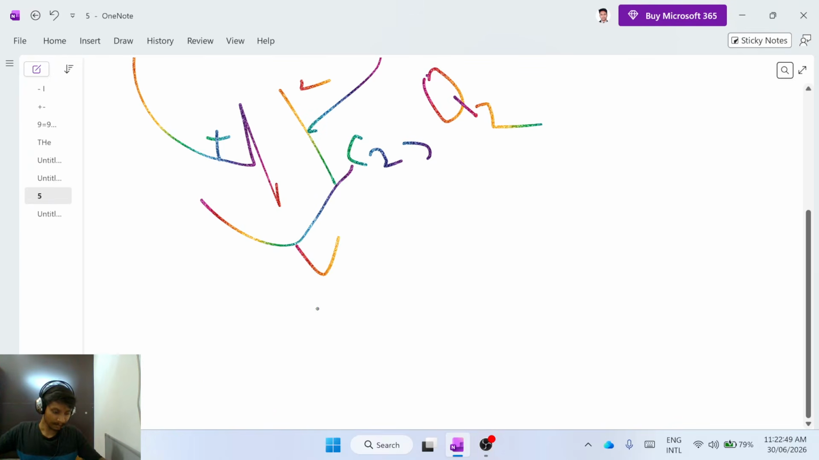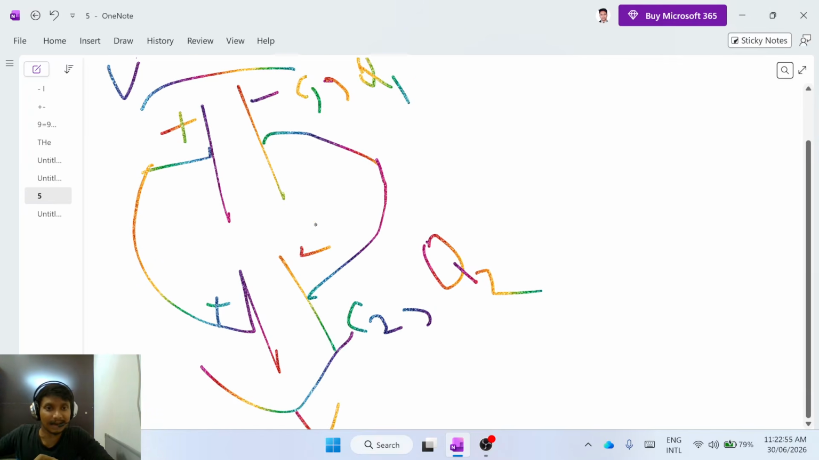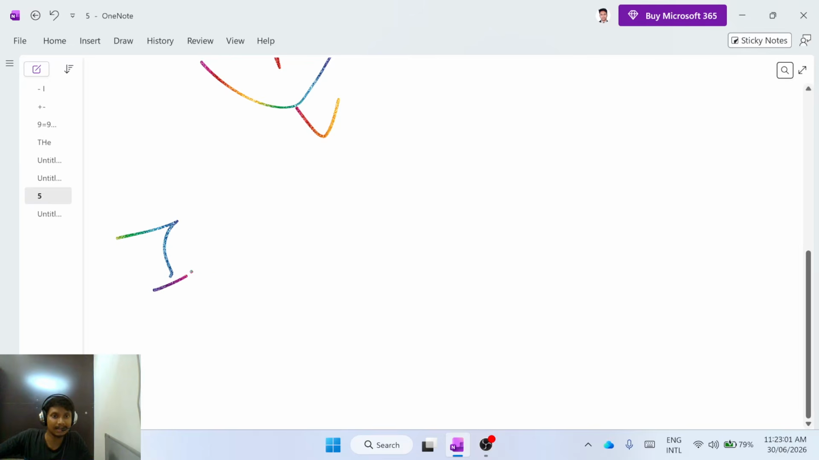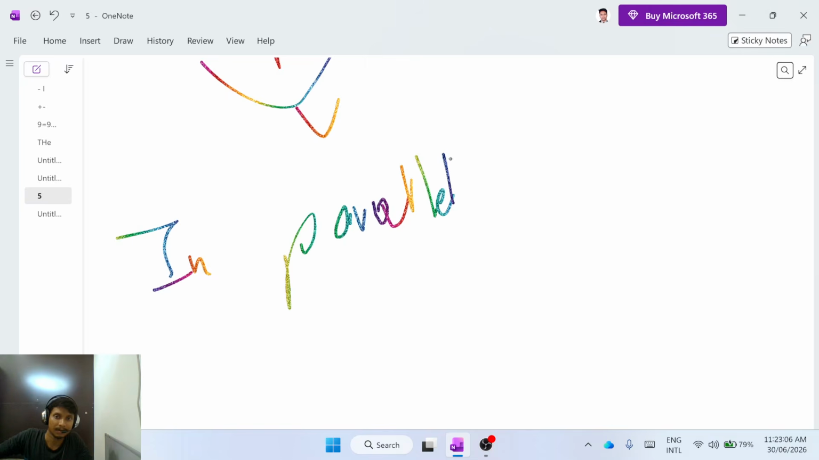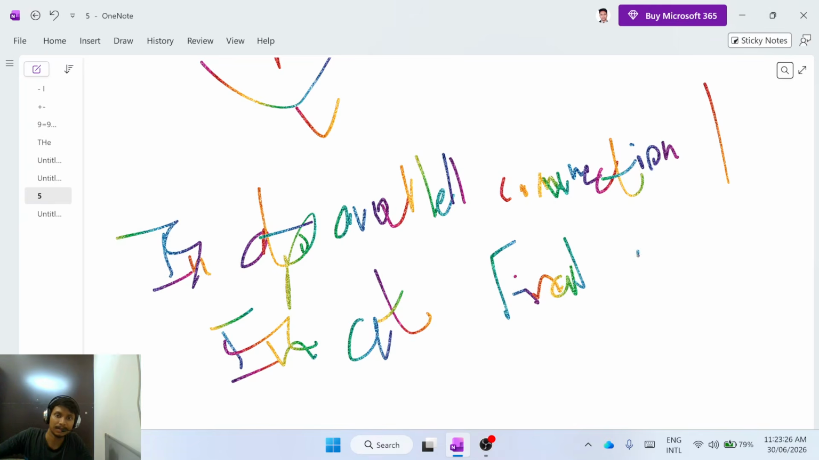Now the capacitors are connected in parallel. Please write this: in parallel connection, in the final stage. Please write this in the exam.